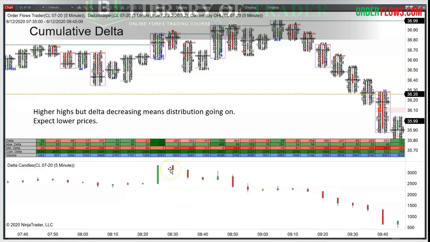So where's your buyers, right? You're making the new high, but where's your aggressive buyers, right? If you expect this market to be going higher, cumulative delta should be at 4,000, not at 2,000. It's showing market weakness, right? It's showing lack of aggressive buying, and it's showing a strong presence of aggressive selling.